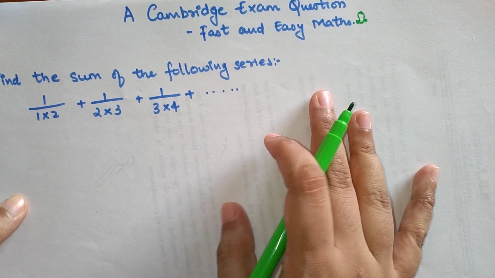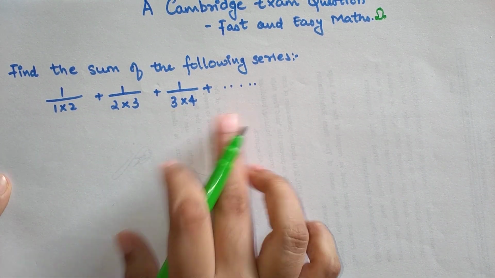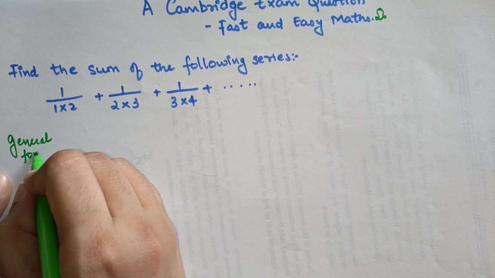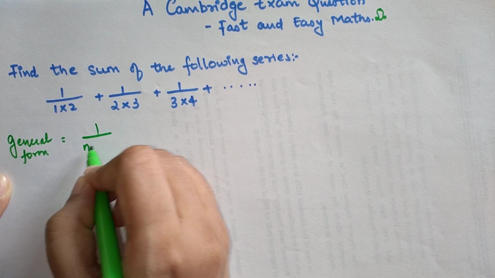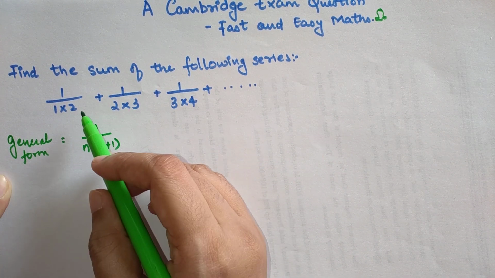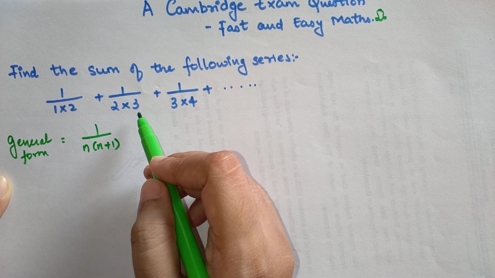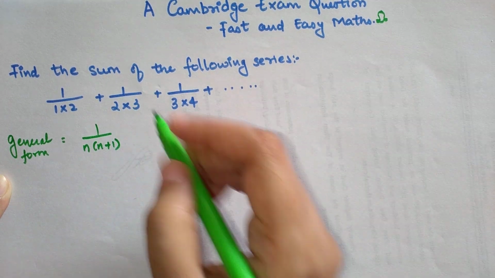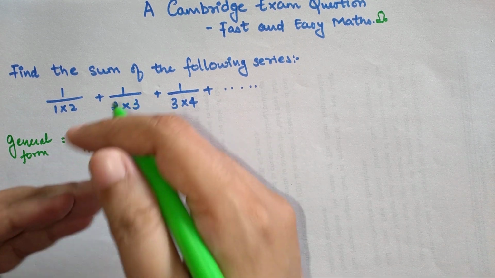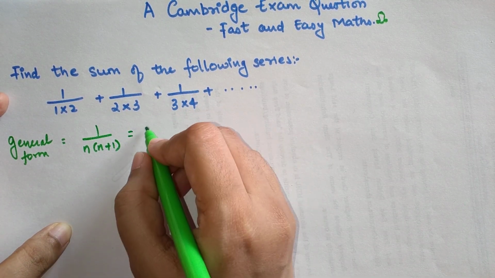So let's start. Over here we have a series. Now if you look at the general form of this series, I can say it is nothing but 1 upon n into n plus 1. Because if I take n as 1, the next multiplication is 1 plus 1. If I take n as 2, the next multiplication is 2 plus 1, and so on and so forth. Now, to understand this general form, I can solve it further and make it in a linear form by using partial fractions.